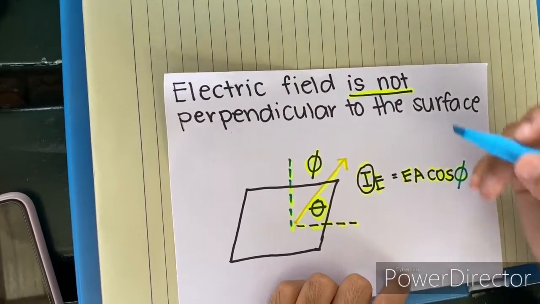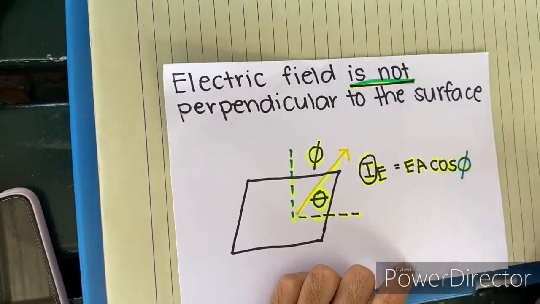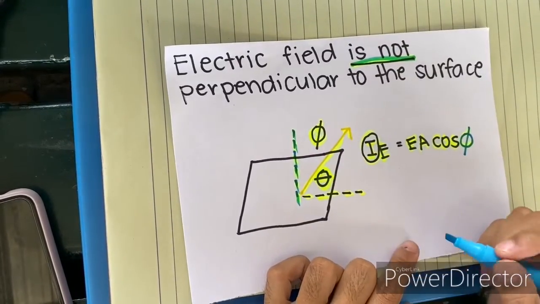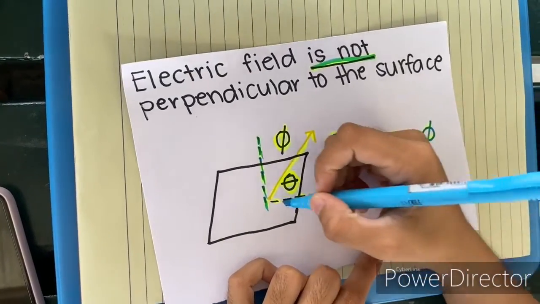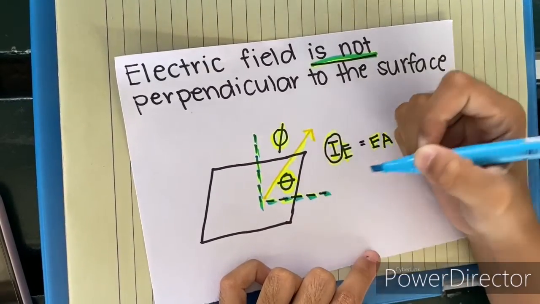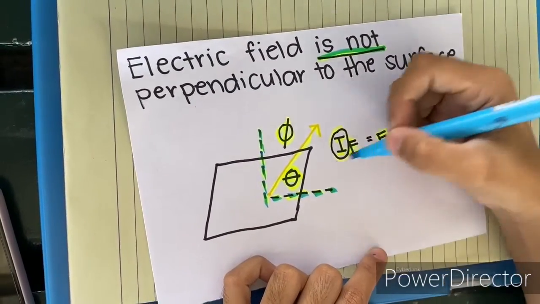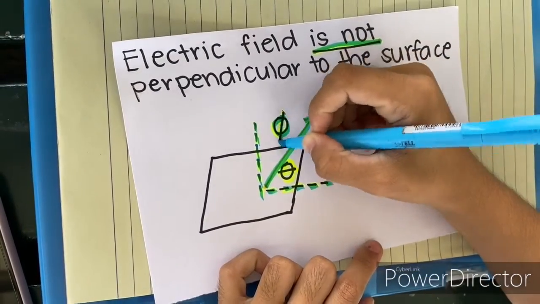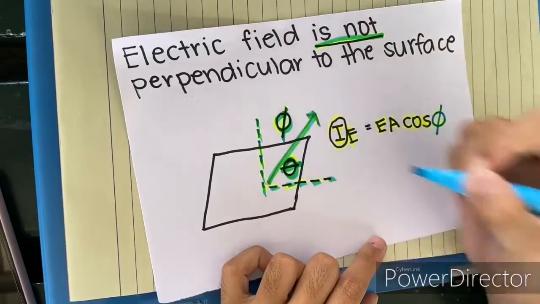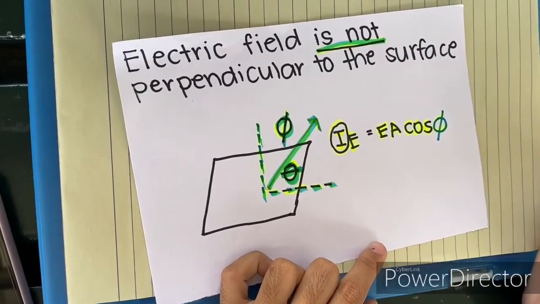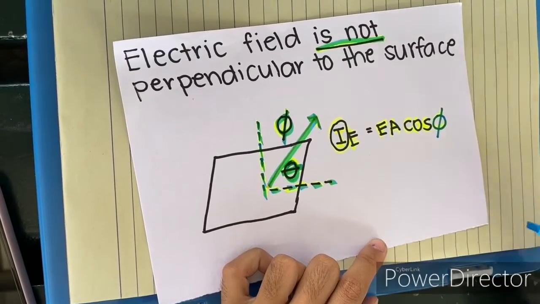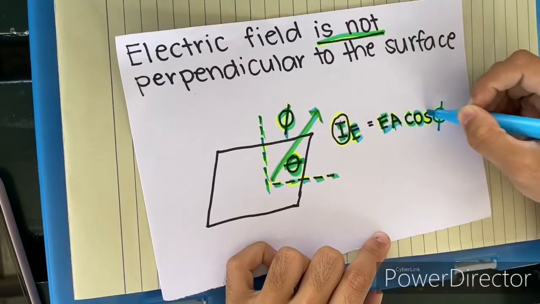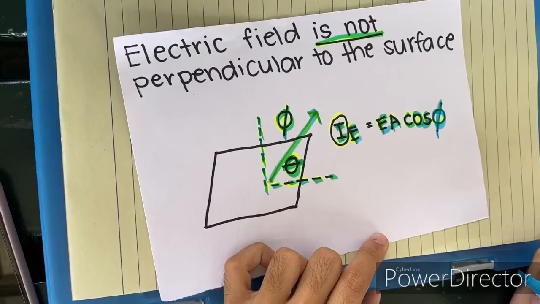What if the electric field is not perpendicular to the surface? Let's draw the normal line perpendicular to the surface, and let's say the electric field is at an angle. This is the angle phi. This is the angle theta. So phi is between the normal line and the electric field vector. In this case, the electric flux is going to be equal to EA cosine phi. The electric flux has its maximum value when this angle is 0.